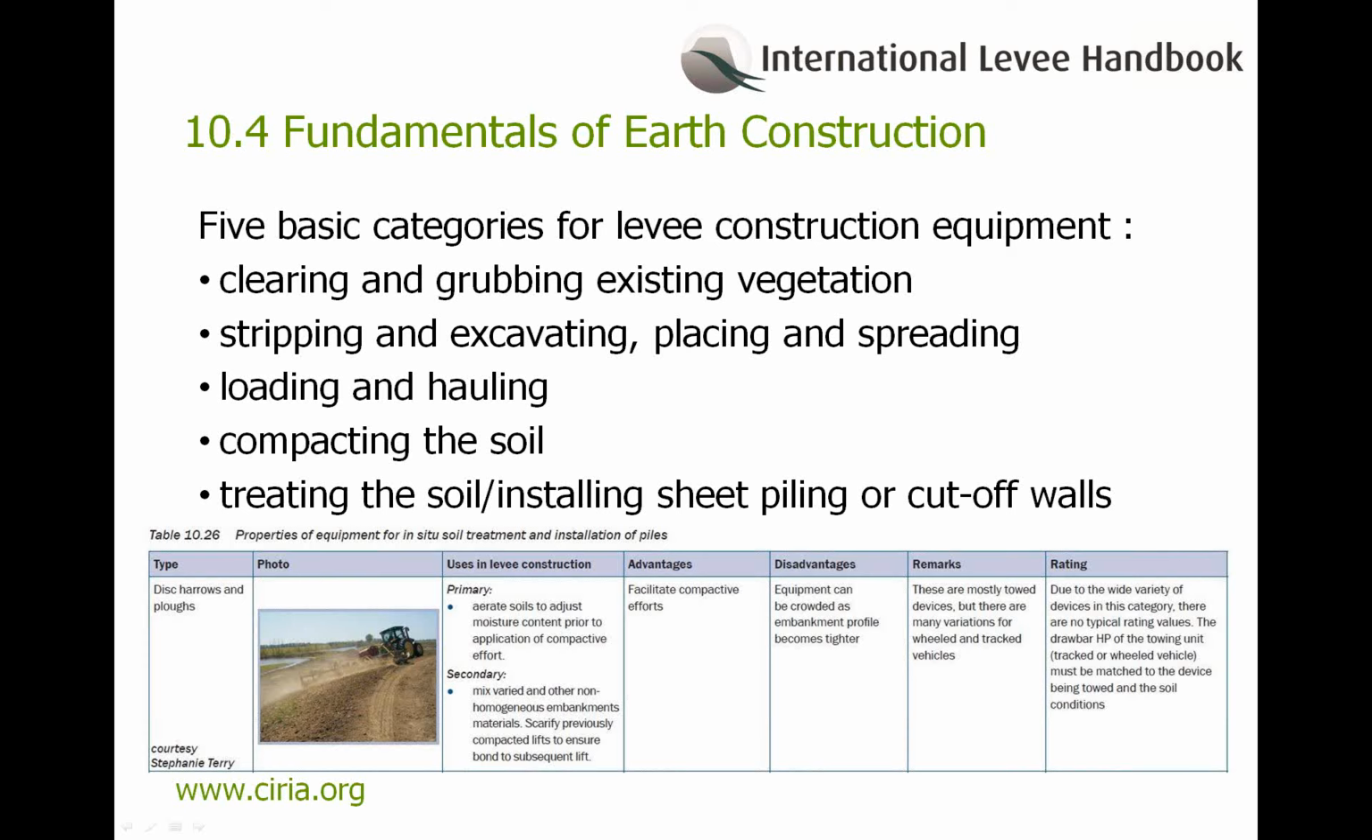For each of the 5 operation categories, a table is included that describes for each equipment type the uses in levee construction, the advantages and disadvantages using the equipment presents, remarks or notes to further describe aspects of the equipment rating such as typical sizes and power output, and a photo of the equipment.